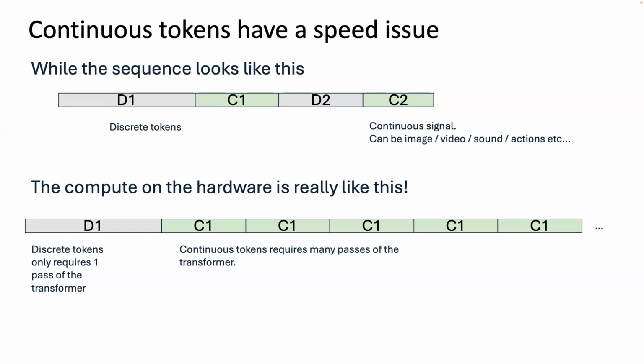While the sequence looks like this, where you can interleave discrete tokens with continuous tokens, the compute on the hardware is actually different. You compute the discrete tokens, which is pretty straightforward. It only requires one pass of the transformer. However, with the continuous tokens, it may take many passes of the transformer, because of the nature of diffusion models. So in this case, it's a bit of a problem because everyone wants to not spend too much compute on these options.